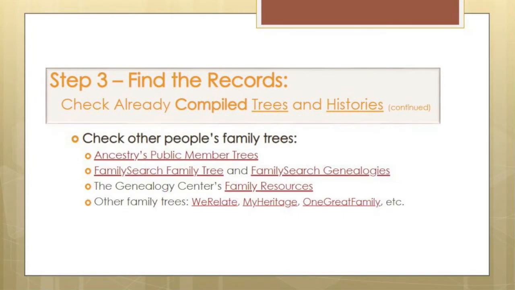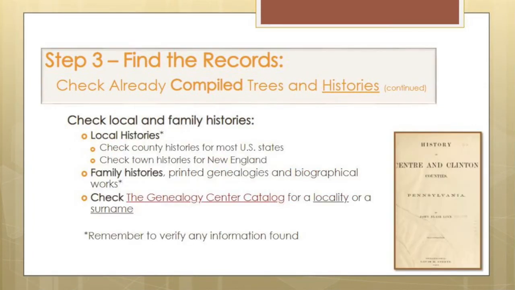There are many places to find other people's family trees. Some of the bigger collections include Ancestry and Family Search. Published local histories and family genealogies contain information not found anywhere else. The Genealogy Center has an extensive collection of county histories and family genealogies. Remember to verify any information you find in these histories and genealogies.